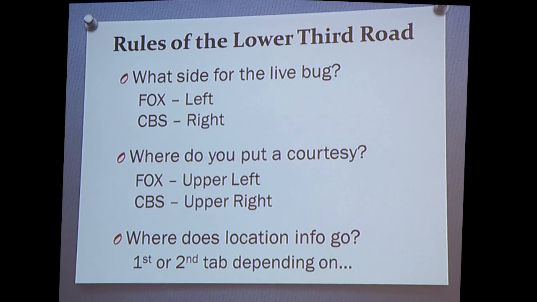Location information goes in the first or second tab. Breaking news is first tab always, or if you have a franchise that goes there, and then the second tab is the location. Also, when it comes to location, we do the city, comma, the postal abbreviation for the state. If it is a major city, Atlanta, San Francisco, things like that, we do not have to put the state on it. People are very familiar with those.